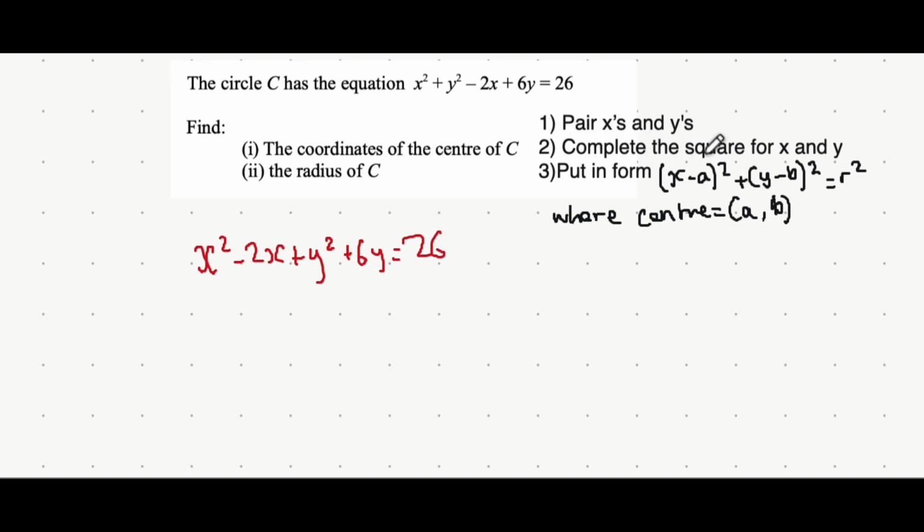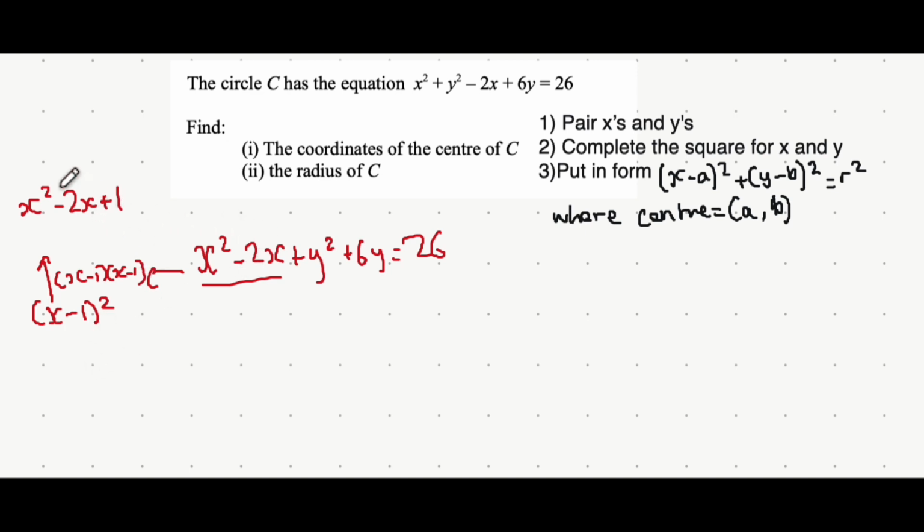Step number 2 tells us to complete the square for both x and y. Let's do it for x first. So when completing the square, you halve the coefficient of x, which is the number before x. In this case, it's minus 2. Half of minus 2 is minus 1. You write that out in a bracket. And when you expand this, I'm not going to go through the whole process of expanding it because this is AS maths and I'm sure you know how to expand double brackets. But you expand this as x minus 1 multiplied by x minus 1 and it will become this.